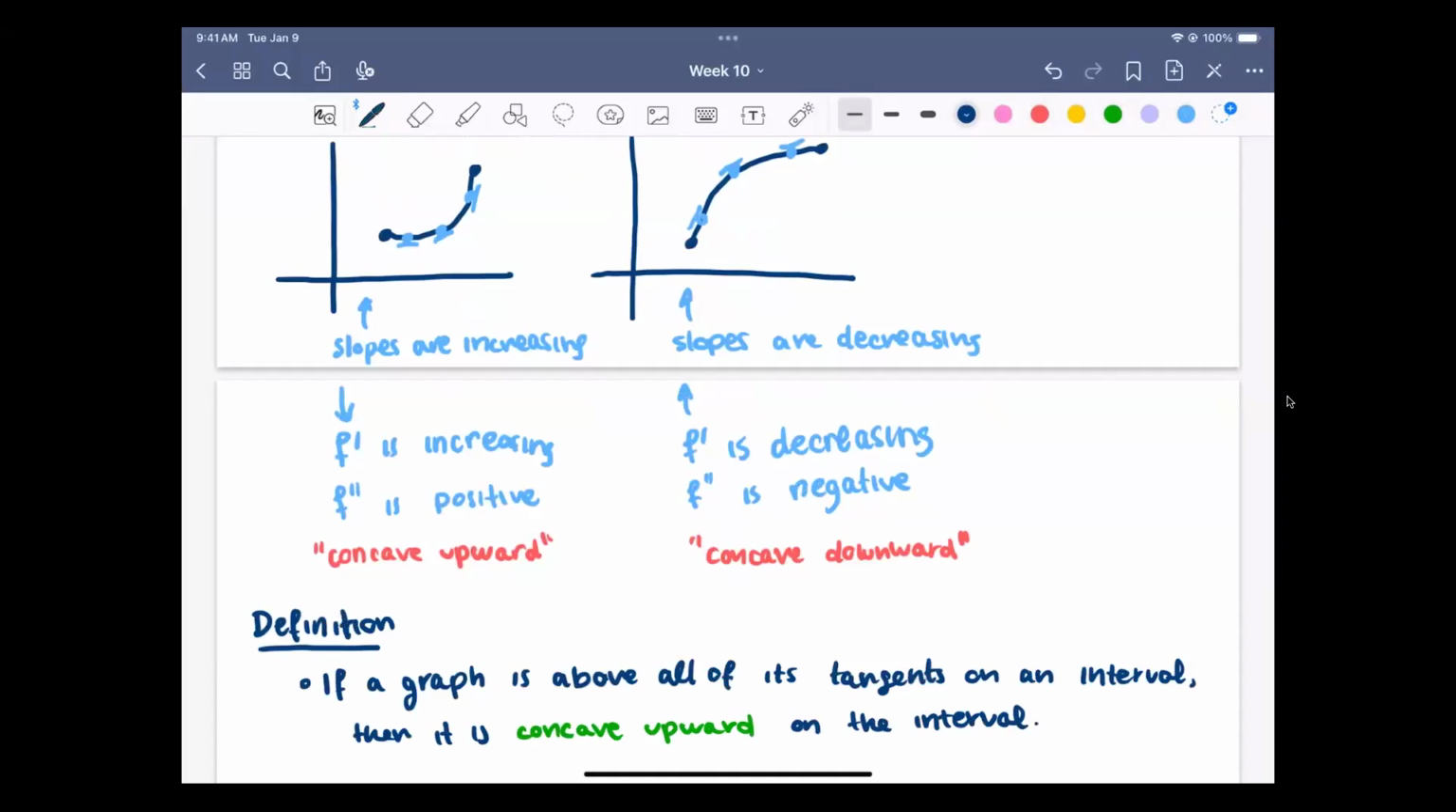Okay, so let's just take a look at the picture. So here's the graph of the function and then each of its tangents. And you can see like the graph does lie above the graph of its tangents at every point. So that's when we say it's concave upward. And then the opposite situation, so when the graph is below all of its tangents on an interval, that's going to be concave downward.